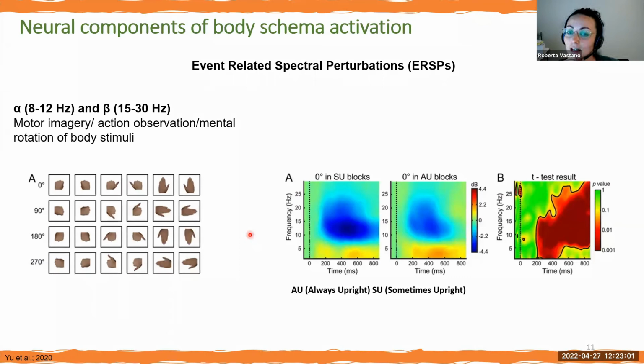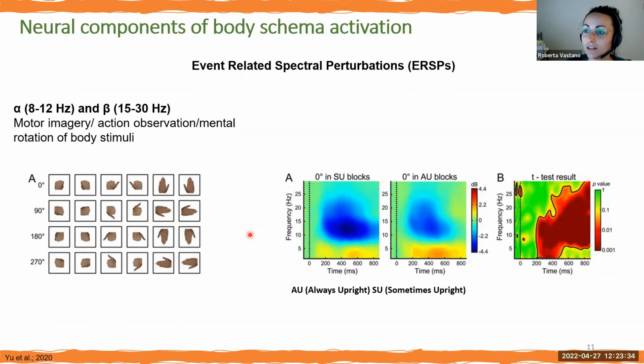frequencies that are related to the activation of the motor system. Those are the well-known alpha and beta bands. They desynchronize usually for any action that we perform, as well as for motor imagery. So if we imagine performing a movement, for action observation, if we just observe someone else performing a movement, and also rotation of body stimuli. This is because we internally activate our sensorimotor system to perform the rotation of the stimuli that we observe.